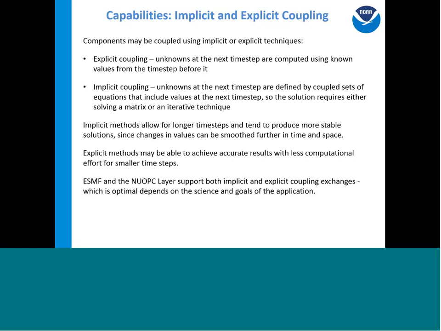ESMF and the NOAA layer support both implicit and explicit coupling exchanges. Which is optimal depends on the science and goals of the application, but it also depends on the preferences of the center. For the most part, CESM uses explicit approaches almost entirely, whereas GFDL, I believe, uses implicit coupling both for the atmosphere-land interaction, where there are multiple land layers, and also for ocean-ice interactions. So it depends on what you want to do scientifically.